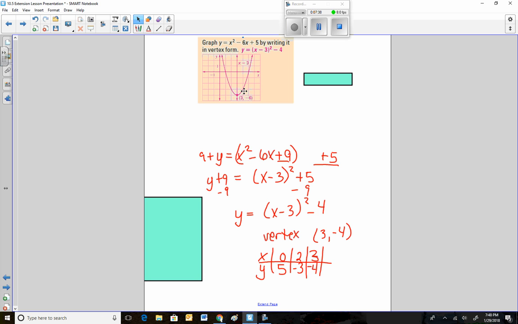Sorry for the mistake on here. I can't blame myself because the book made this mistake. The vertex should be 3, negative 4. We are correct down here.